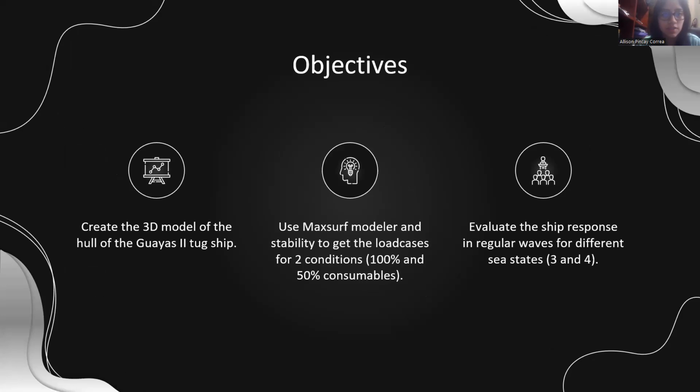So the objectives of this advance were to create the 3D model of the hull of the YS2 tugboat. Then we use MaxSurf Modeler and then Stability to get the load cases for the 2 conditions that we were asked for. Now we understand we have to include one more, but we work here with 100 and 50%. And finally, we had to evaluate the ship response in regular waves for the different sea states that we were asked for, that were 3 and 4 in the Douglas scale.